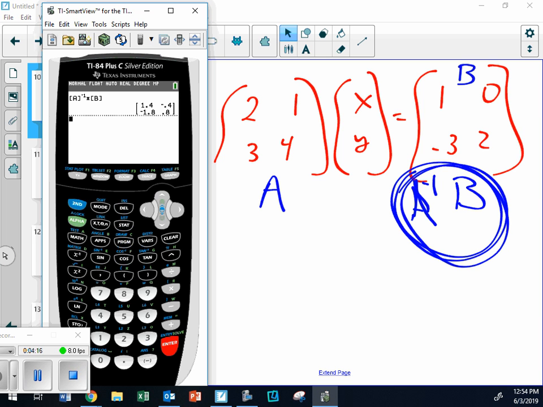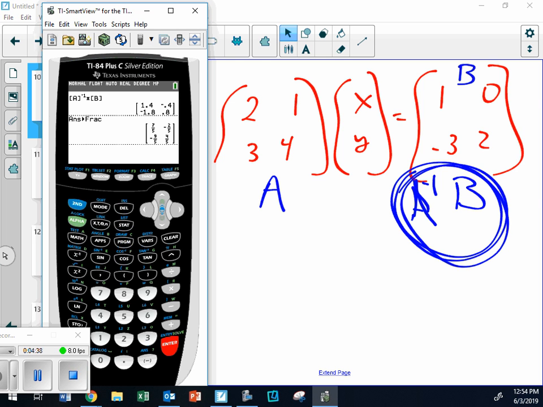Do you remember how to change those into fractions? Hint, it's under the math button. Math, enter, enter is the nice simple shortcut. And there you go, 7/5, -2/5, -9/5, and 4/5.